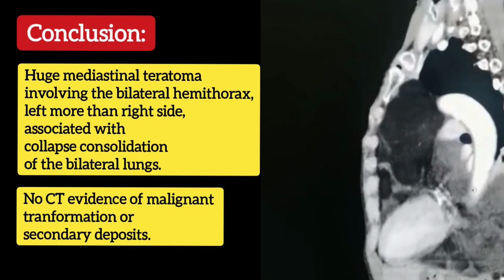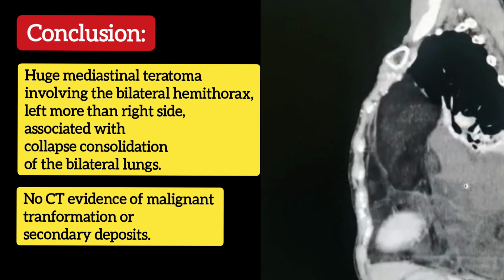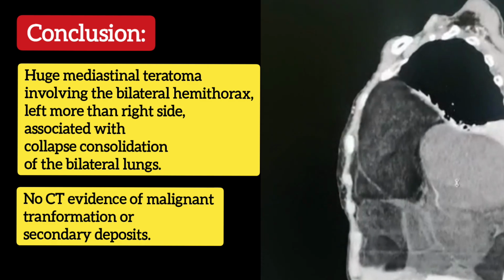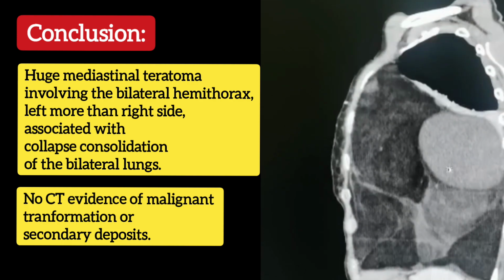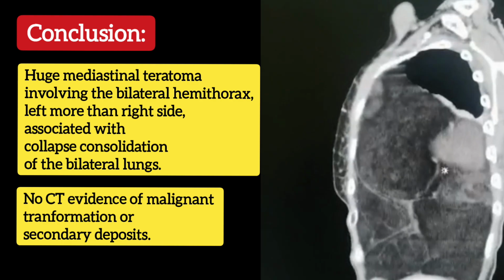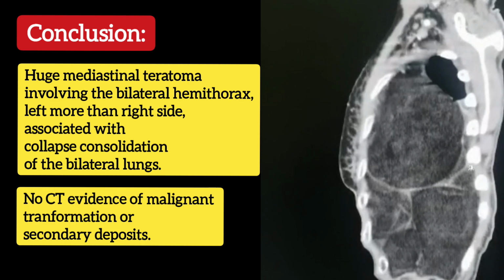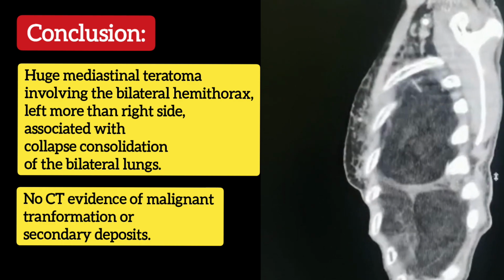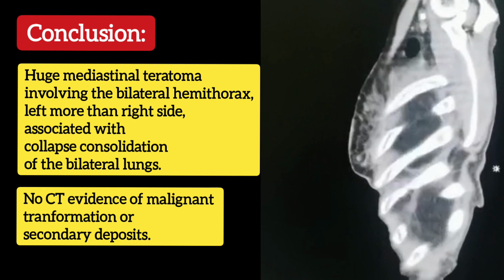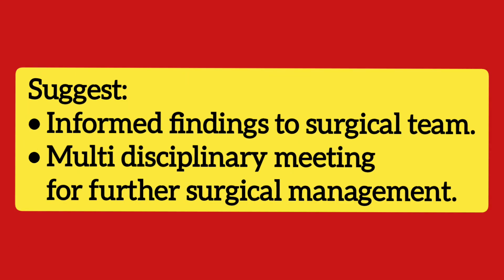Conclusion: huge mediastinal teratoma involving the bilateral hemithorax, left more than right side, associated with collapse consolidation of the bilateral lungs. No CT evidence of malignant transformation or secondary deposits. Suggest informing findings to the surgical team. Multidisciplinary meeting for further surgical management.